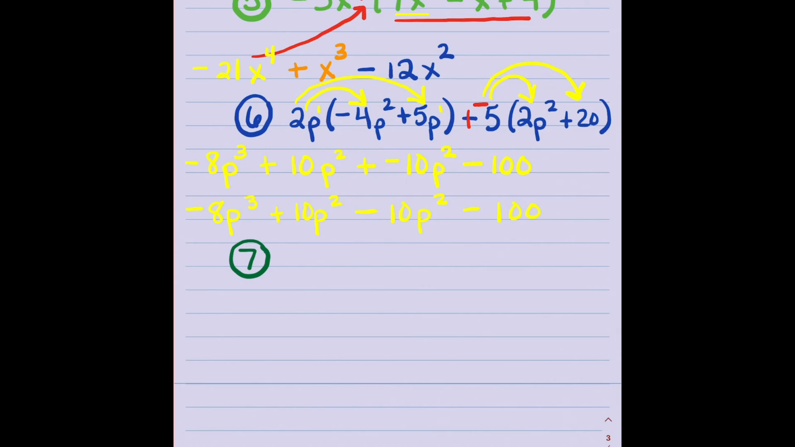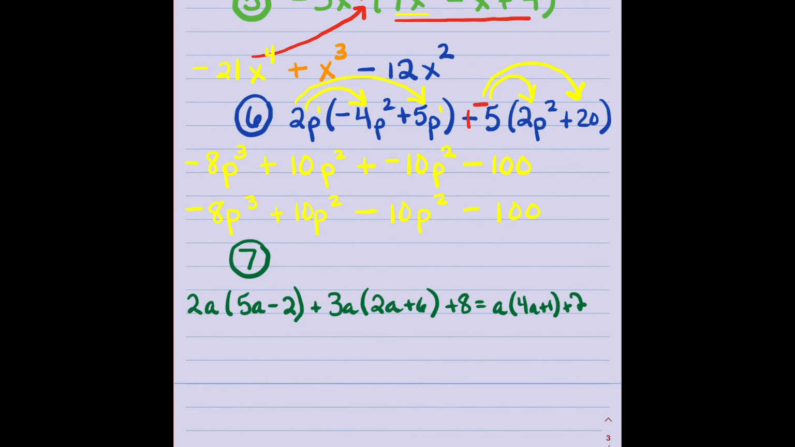And it says to solve this, so it's kind of long, so I'll try to get it to all fit here. 2a times (5a minus 2) plus 3a times (2a plus 6) plus 8 equals a times (4a plus 1) and plus 2a times (6a minus 4) plus 50. I'm going to run out of room.